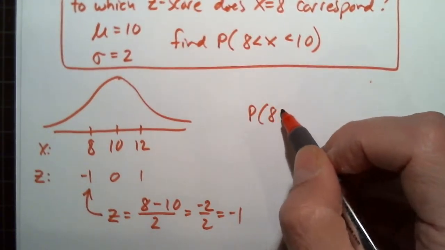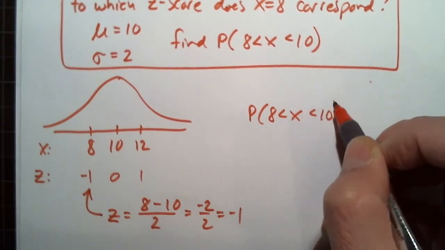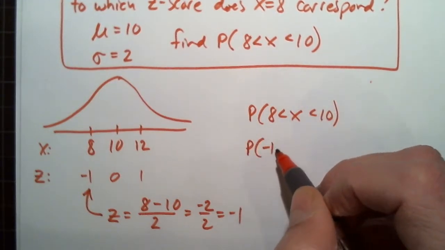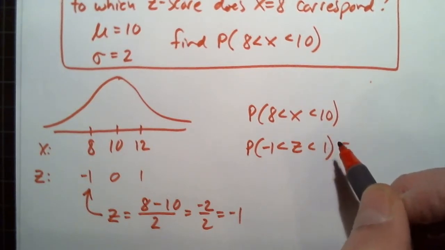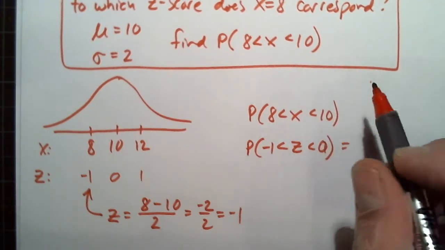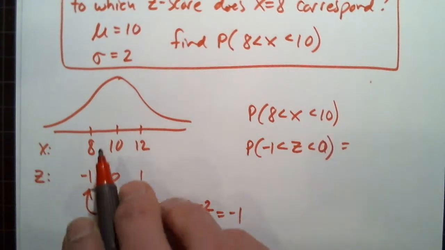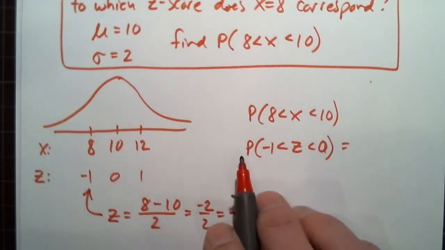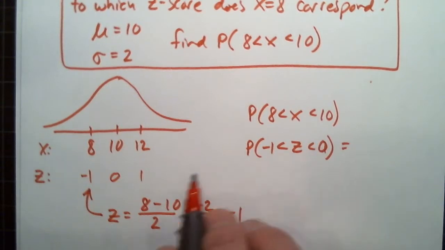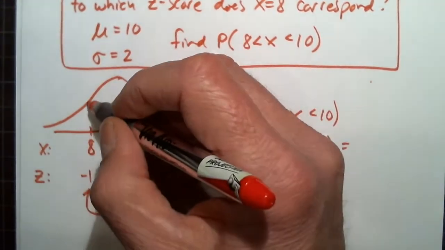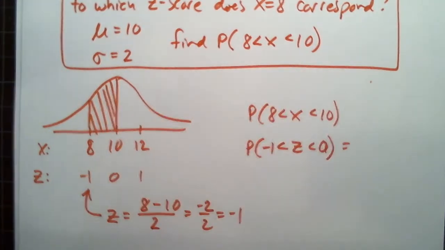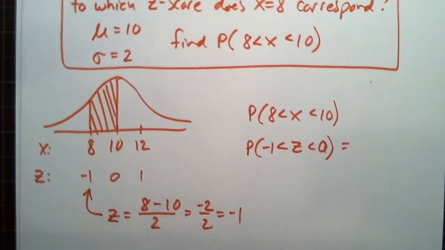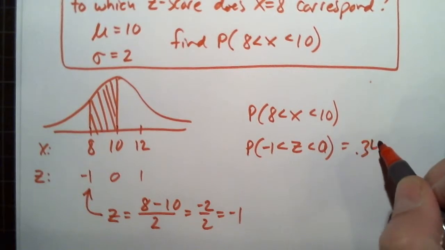The probability that x is between 8 and 10 is the same as the probability that z is between -1 and 0. Oops, 10 corresponds to 0. So the probability that z is between -1 and 0 is going to be this area, which is half of 0.68, and that means we have 0.34.